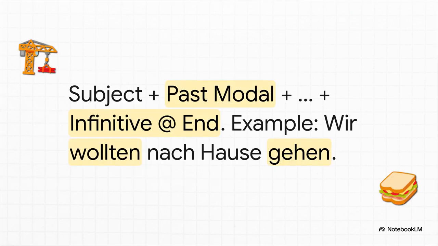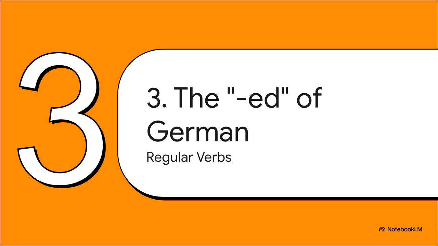So, how do you actually build a sentence with these? Easy. You use the classic German verb sandwich. The modal verb, like wollten here, snuggles up right after the subject. Then you pile all the other info into the middle, and the main action verb, in this case gehen, gets booted all the way to the very end of the sentence. Wir wollten nach Hause gehen. We wanted to go home. See? Sandwich. All right, we've totally nailed the conversational must-haves.